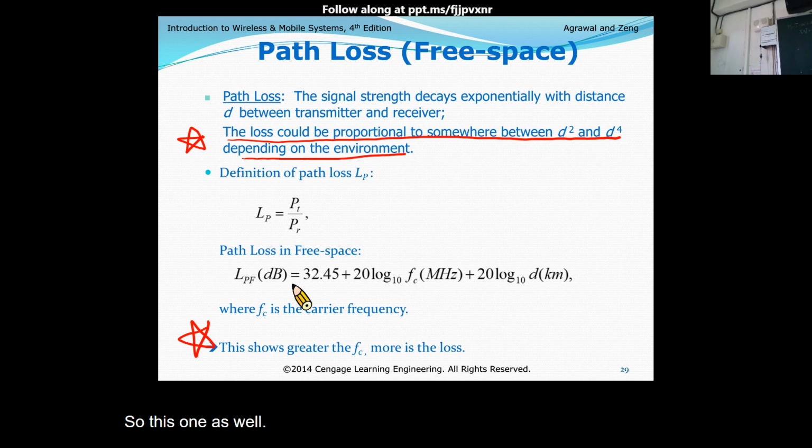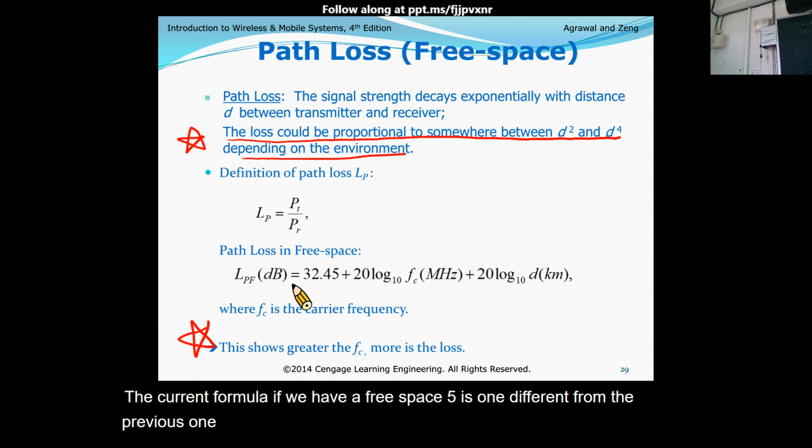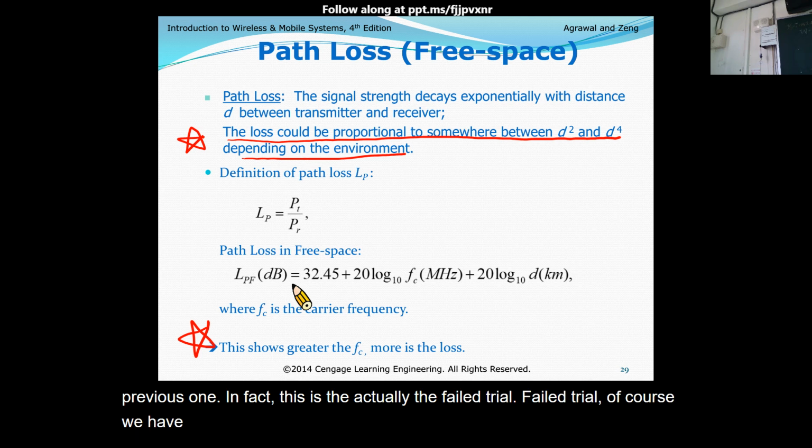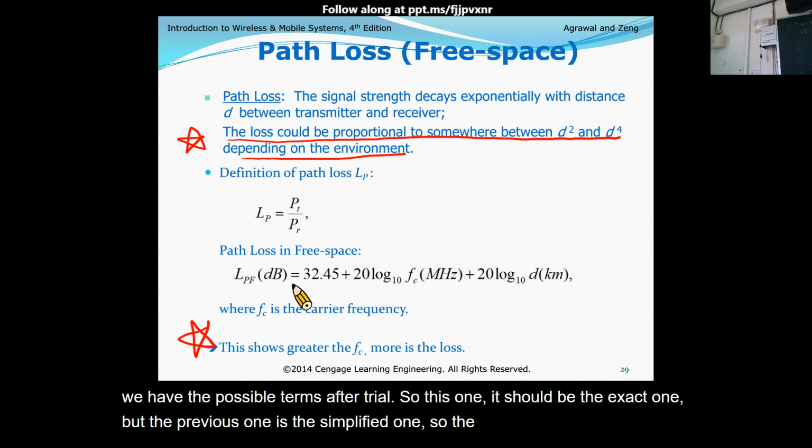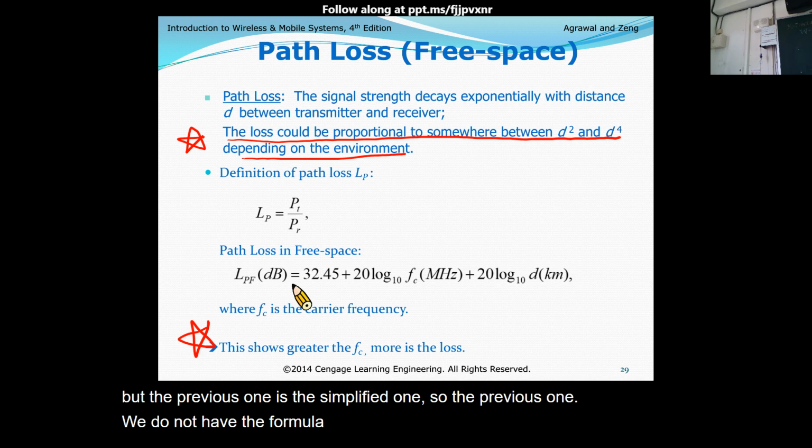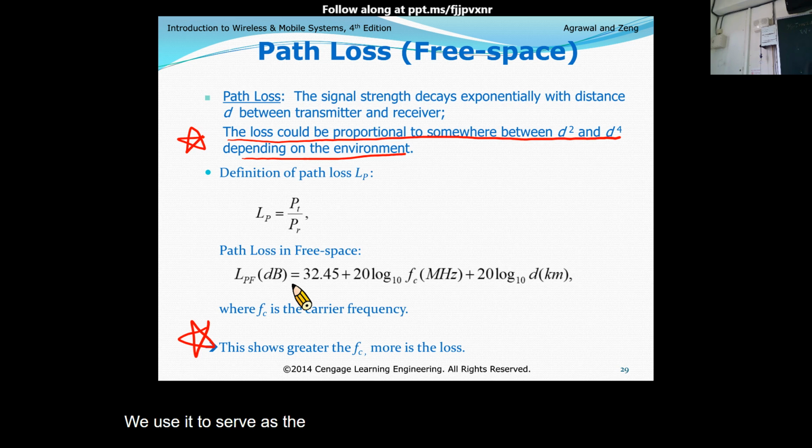And for the current formula, if we have free space, why is this one different from the previous one? In fact, this is actually from the field trial. After the field trial, of course, we have the possible terms. So this one should be the exact one, but the previous one is the simplified one. The previous one, we do not have a formula like this. And here, we use it to serve as the path loss in free space.